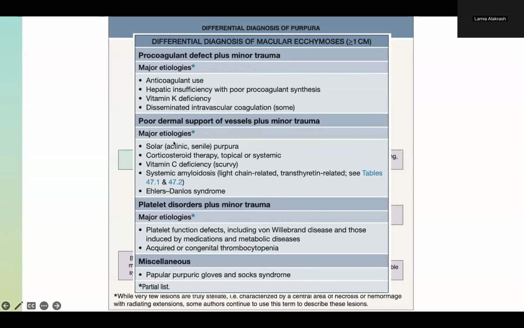While in ecchymosis, it can be divided again. Is it due to coagulation disorder or due to poor dermal support of blood vessels? For coagulation, you have to consider medication use or vitamin K deficiency, and also other conditions like DIC in some patients. And under the category of dermal support, the most common example is either solar or senile purpura or steroid use. Always think about drug-induced conditions. Vitamin C deficiency can be seen as well. So these are the most common types.